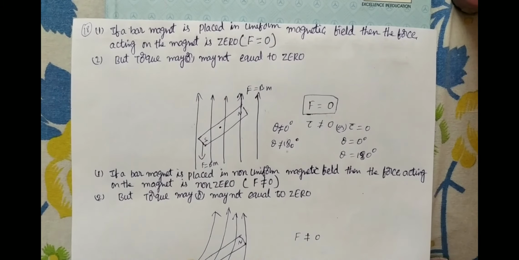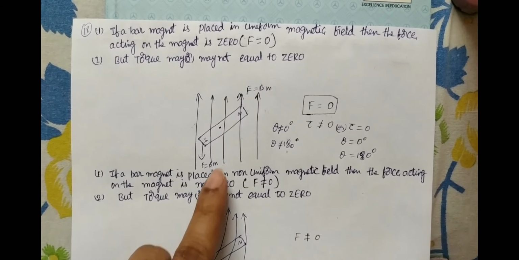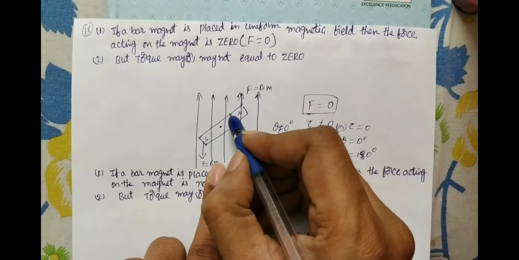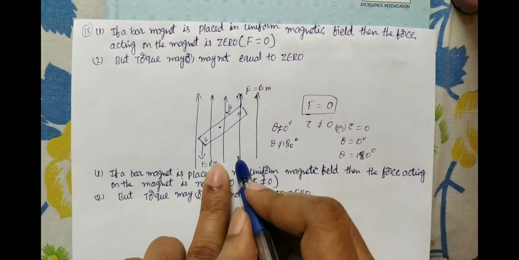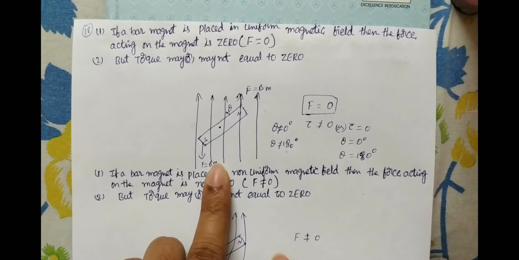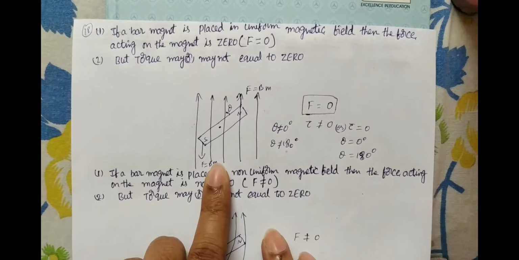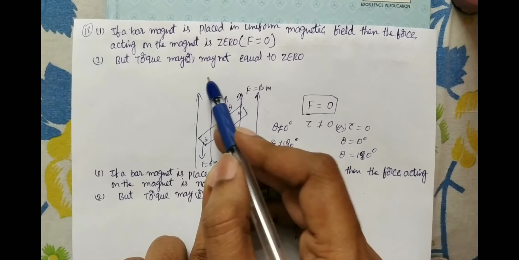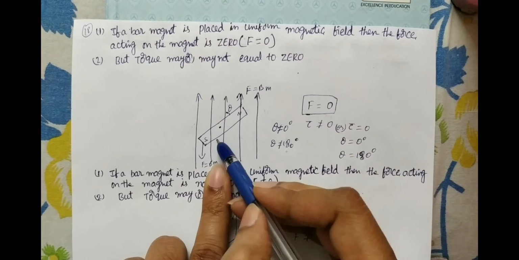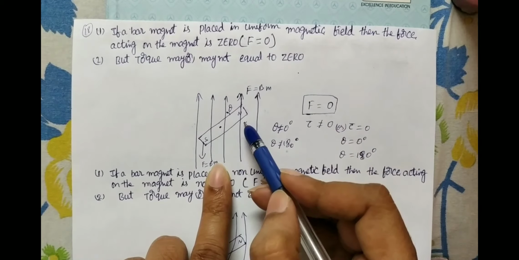And torque depends upon the situation. Already we discussed, if the angle between the magnet and the field is 0 or 180, you get 0 torque. For all other angles, it experiences some torque. That means we can't say that torque is 0. Torque may or may not be equal to 0 when you place a bar magnet in a uniform magnetic field.